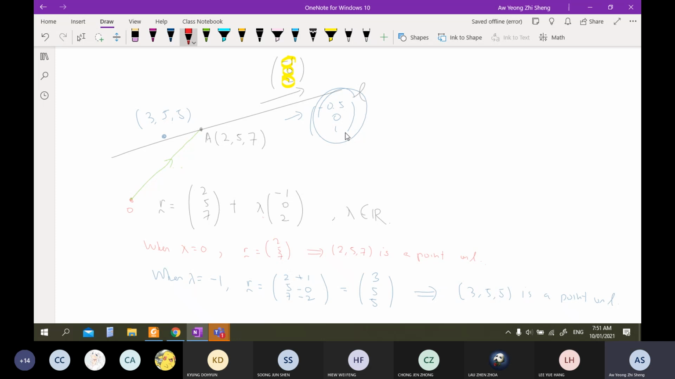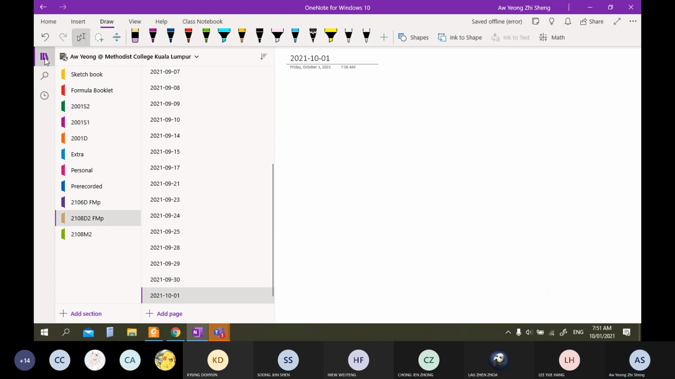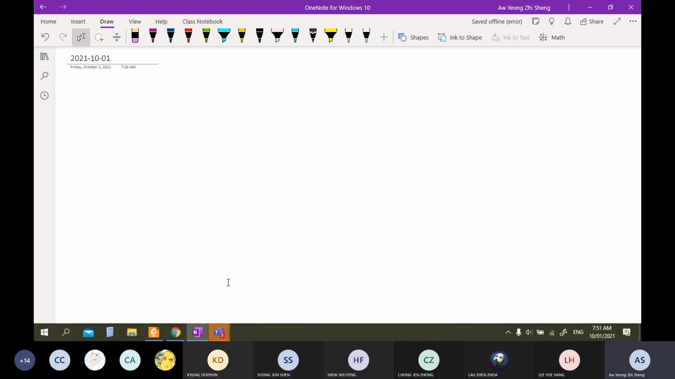And we don't have to care about the length of the direction vector. Whether it has length 1 unit or a longer one, it doesn't matter. Okay. Now let's go back to the notes.